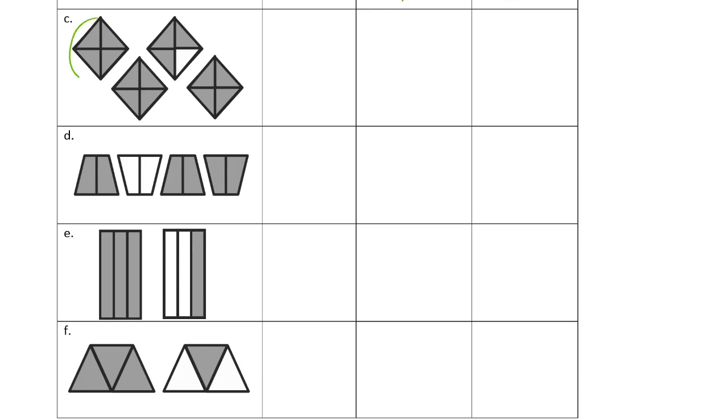Now here our shapes are divided into fourths. So our unit fraction is 1/4. And how many of those are shaded? Well, we've got 1, 2, 3. Three sets of four of them, that's 12, 13, 14, 15 of them. So 15 of those parts are shaded, so that's 15 fourths.